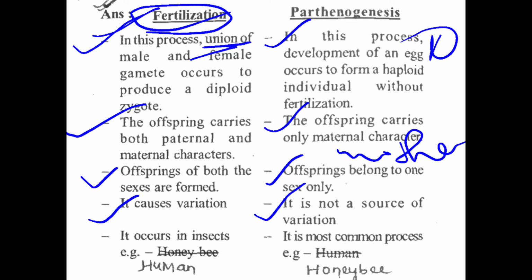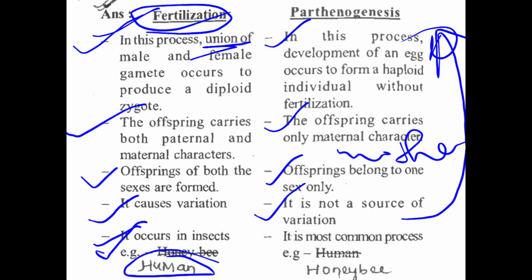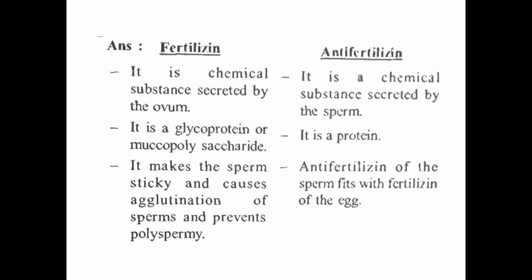In the parthenogenesis process, the offspring is a clone of the parent. It occurs in insects. It is a common process in insects. An example is the honeybee.